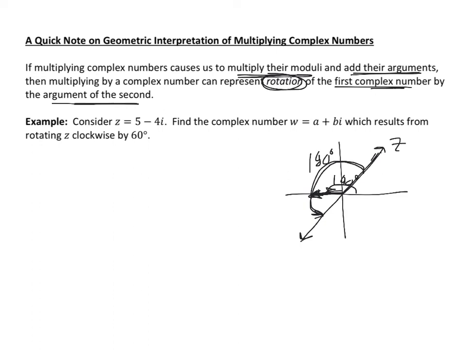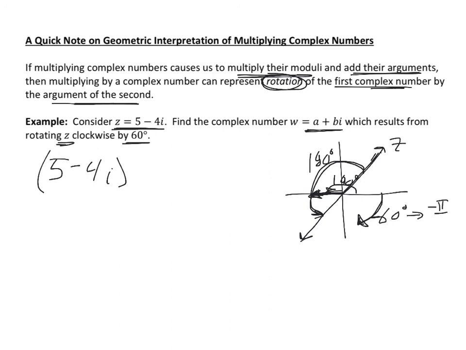Imagine that we started with the complex number 5 minus 4i, and I asked you to find the complex number w, which was a plus bi, which results from rotating z clockwise by 60 degrees. So that would mean I would want to take my complex number, 5 minus 4i, and rotate it clockwise by 60 degrees. Since I'm going this direction, that's effectively negative 60 degrees, and I want to do this in radians, so I'd want to use negative pi over 3.